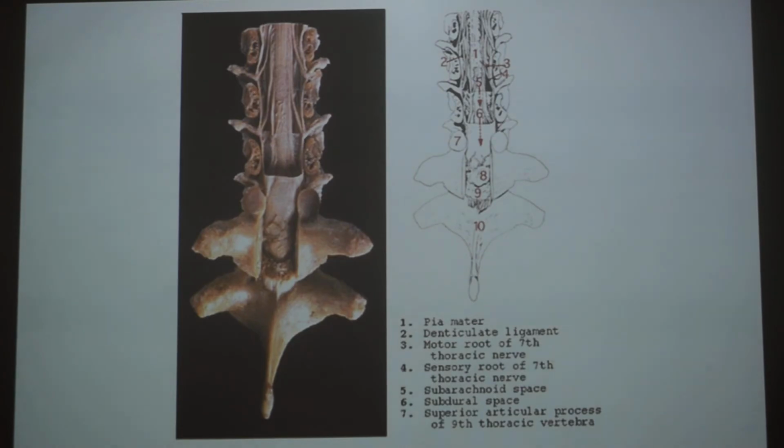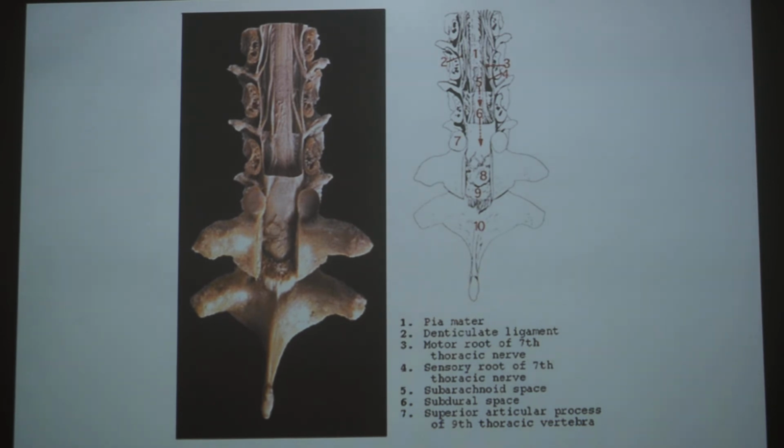Okay. Next we come to the coverings of the spinal cord. Like you have the coverings of the brain, which we call meninges, we have the dura mater, the arachnoid mater, and the pia mater. So if you cut the lamina of the vertebral arch, you are going to see this layer, which is a tough layer, known as the dura mater.